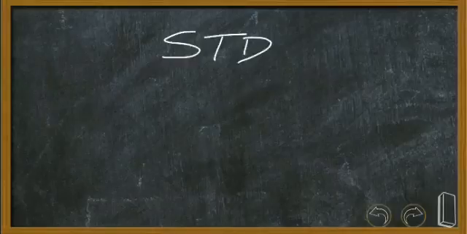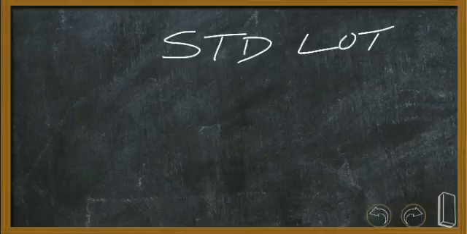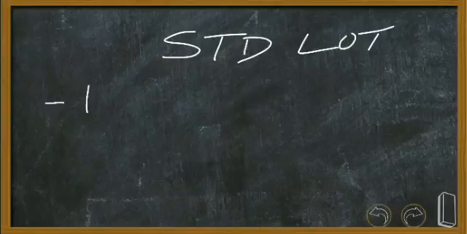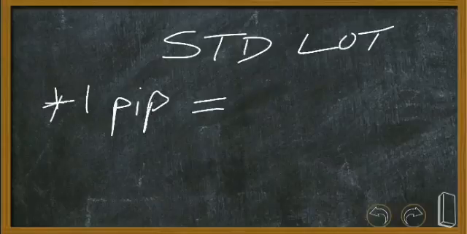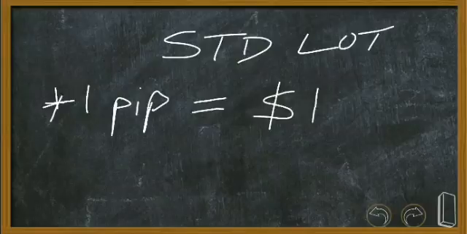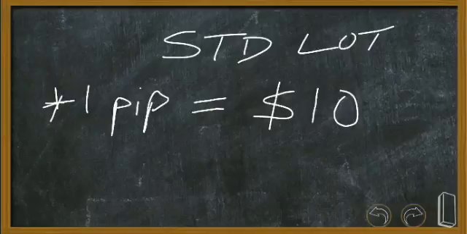Let's get into details so that you understand. We're busy with a standard lot, right? For a standard lot, a movement of one pip will be equivalent to $10. I hope you're getting this. For a single standard lot, one pip will be equivalent to $10.